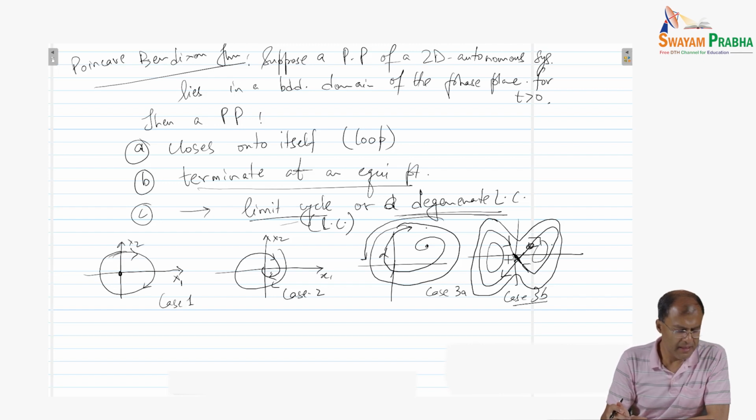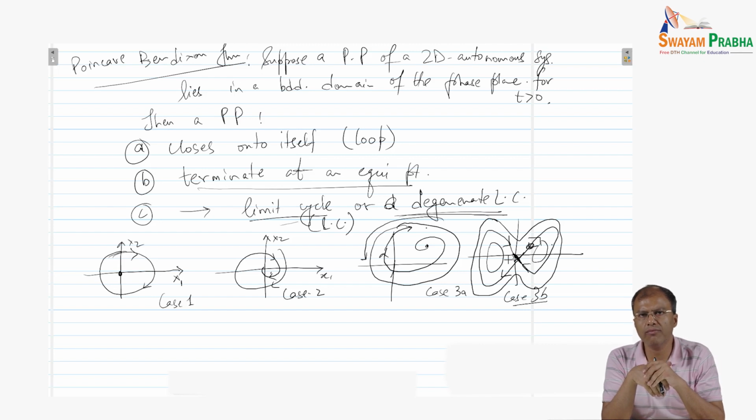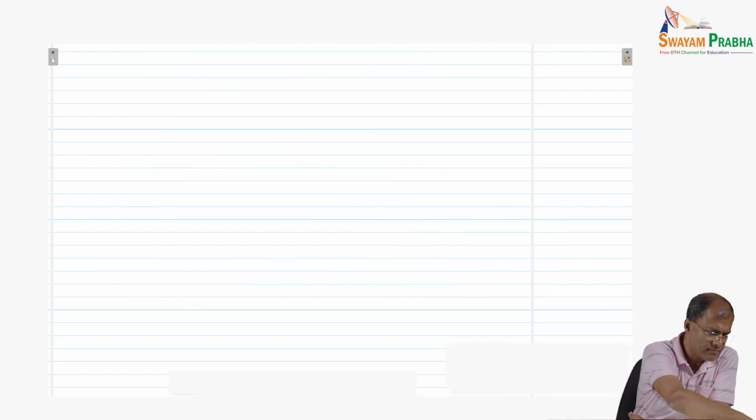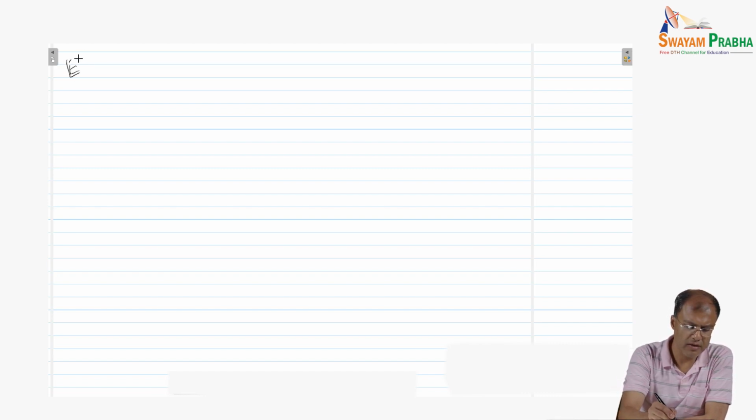Okay, so most of the effort, especially the idea of using the Poincare-Bendixson theorem, is typically to figure out whether the system has a limit cycle or not, right? And this whole idea works only in 2 dimensions. In 3 dimensions, there are counterexamples. So let us look at an example. Let us look at this particular case here, proving the existence of a limit cycle.